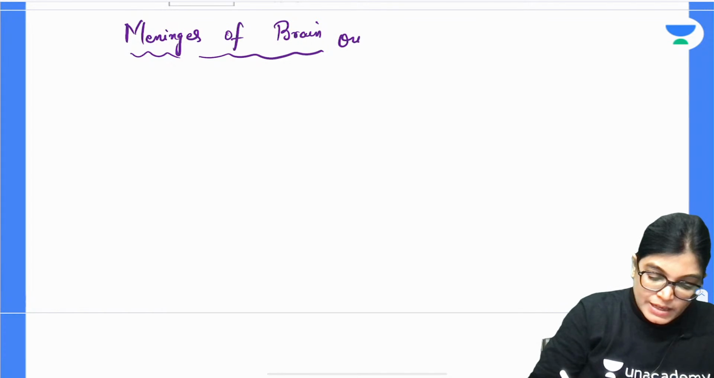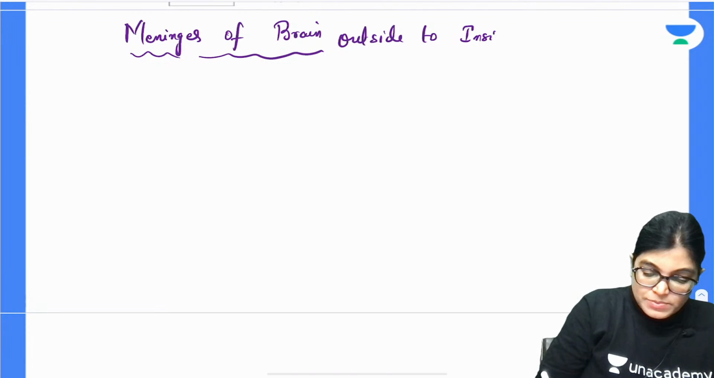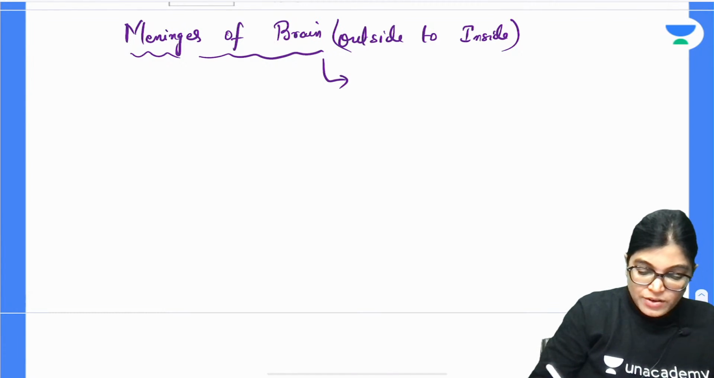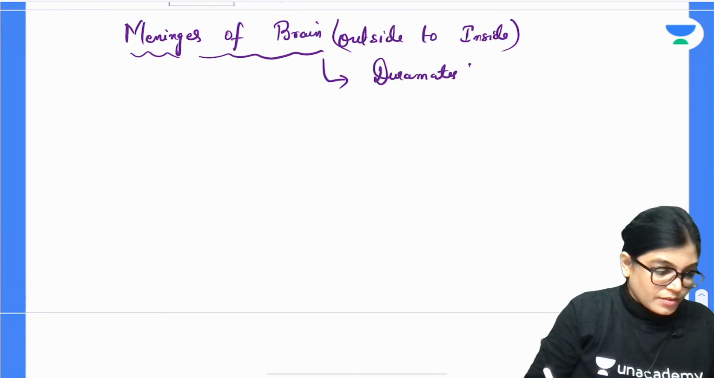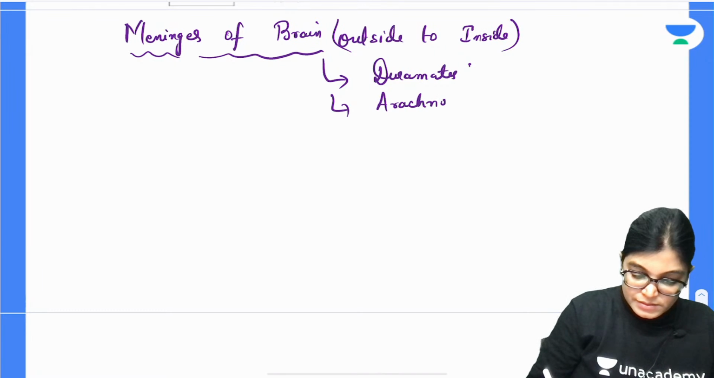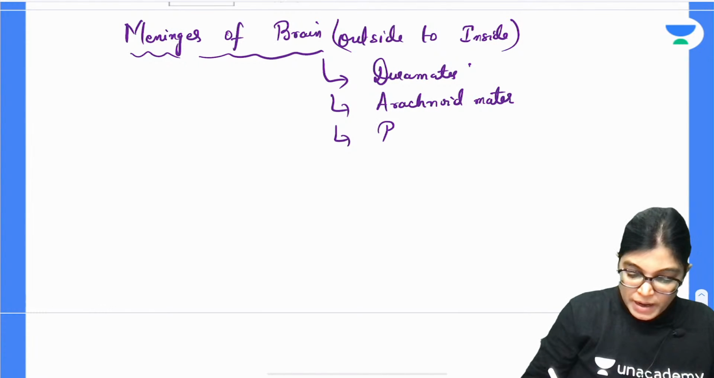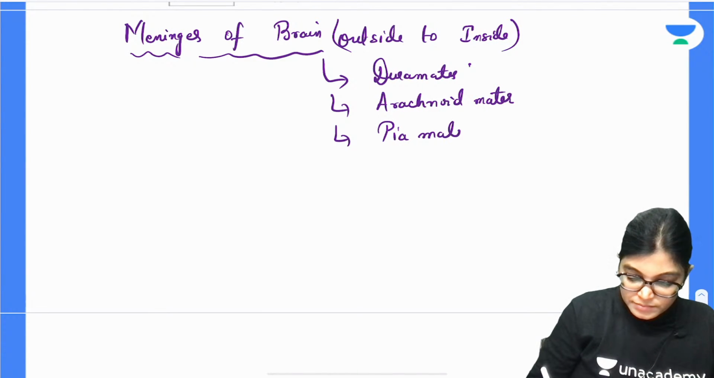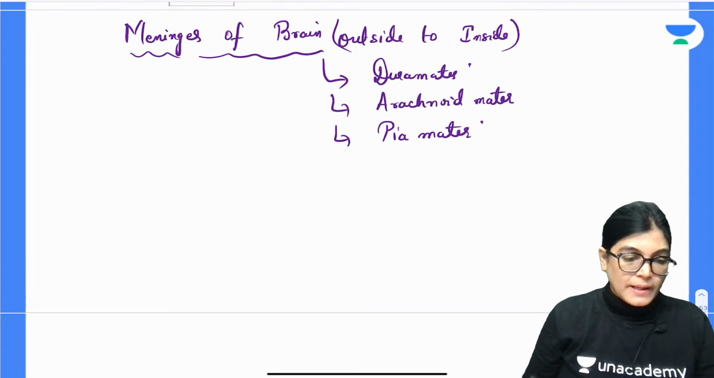If I talk about the layers from outside to inside, it is made of the following layers. It is made of dura mater, arachnoid mater, and pia mater. Okay, it is made of dura, arachnoid and pia mater.